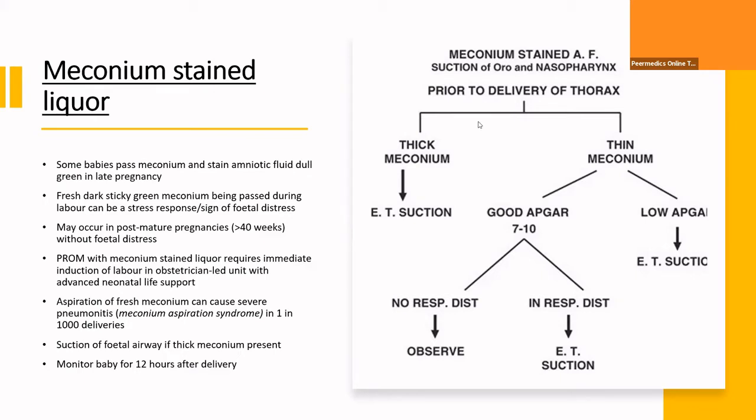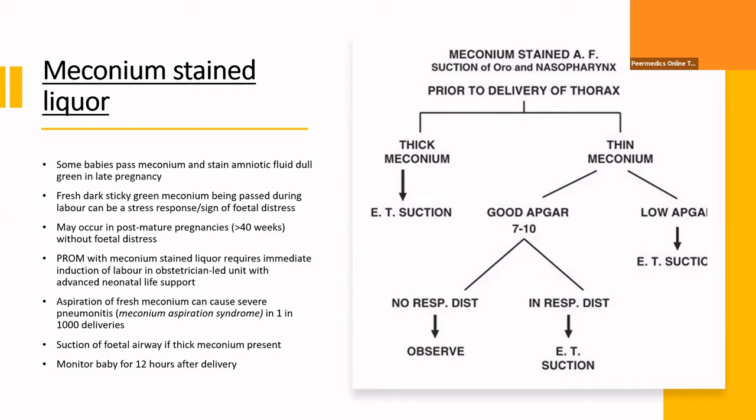So if you've got a baby that is presenting with premature rupture of membranes and you've got meconium stained liquor, like I say, the stuff that comes out of mum when you're thinking her membranes are broken, then you need to immediately induce labour on an obstetrician-led unit, and you need advanced neonatal life support there because there's a good chance that baby's having some kind of fetal distress and something pretty funky is going on.